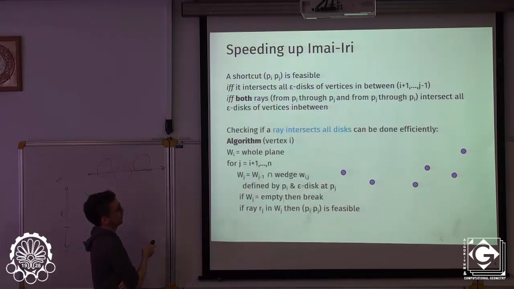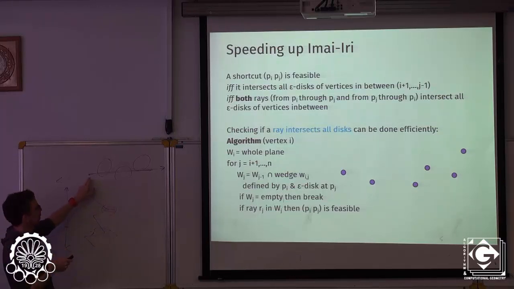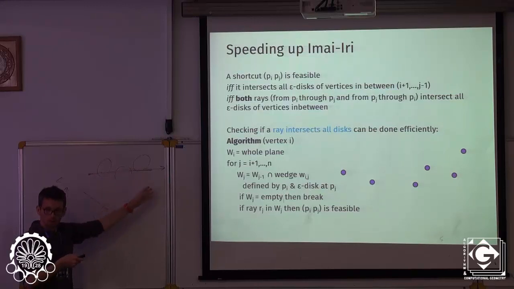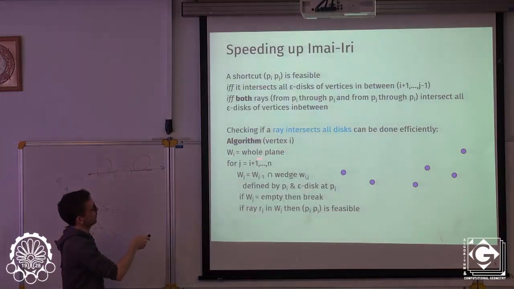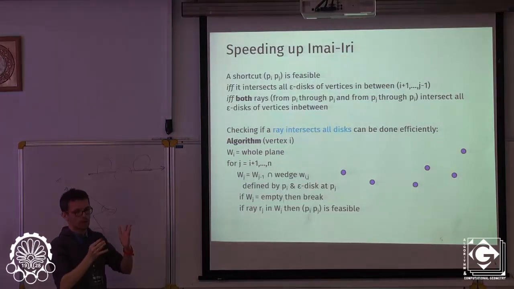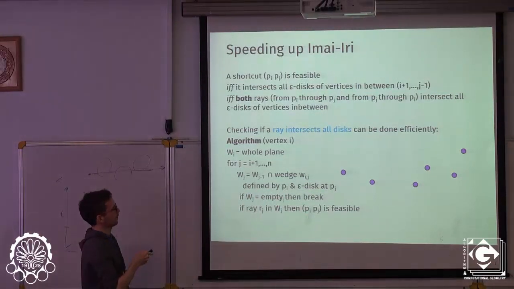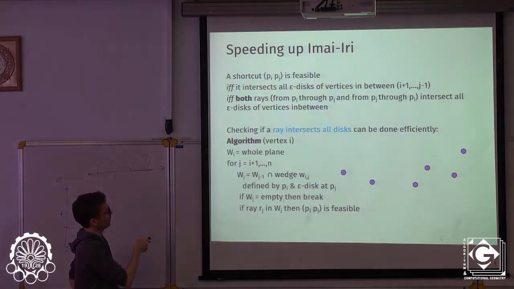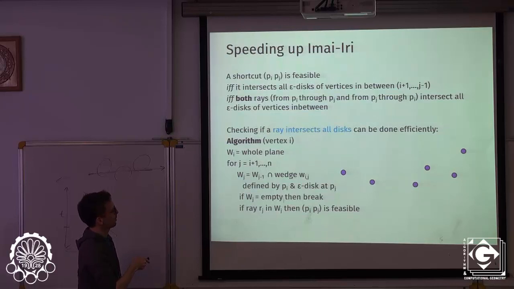Because now I can use the following algorithm, and this now starts at a vertex i. So now I'm going to start at this vertex, and the test that I'm executing is whether up to some j I'm intersecting all of the disks. And the way I do this, I maintain a wedge of possible directions starting at i, which are valid directions for intersecting the disks. So initially all directions are valid, and now starting with j being i plus 1, I start at the next vertex.